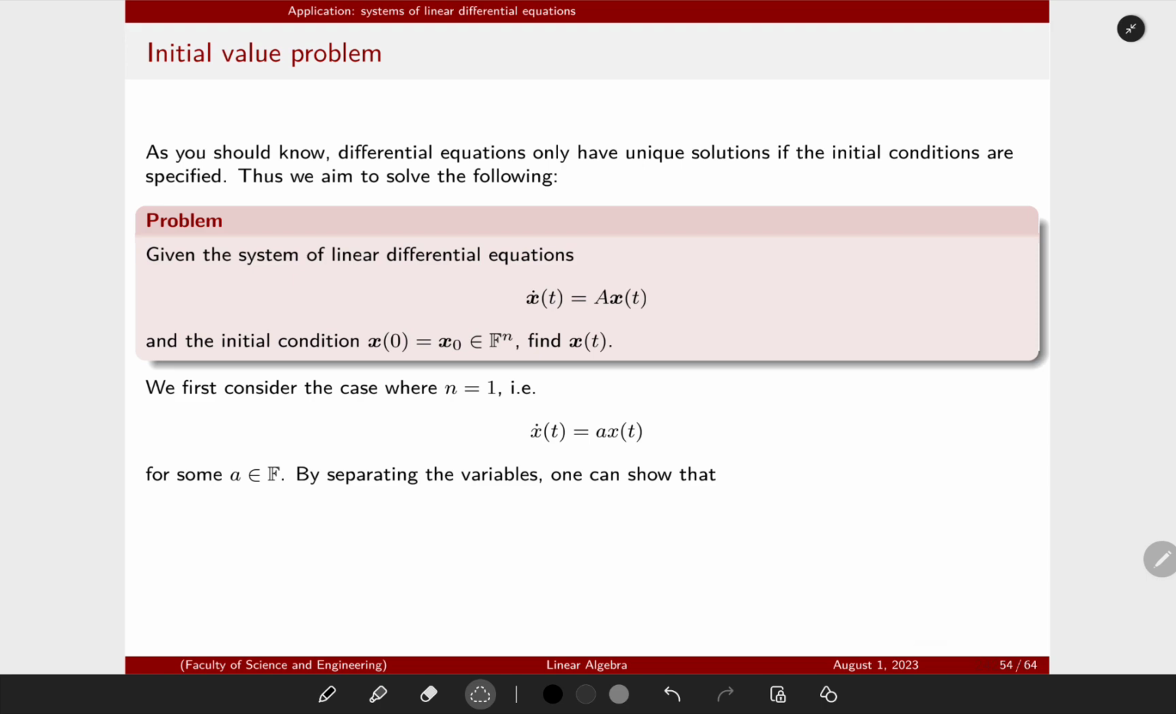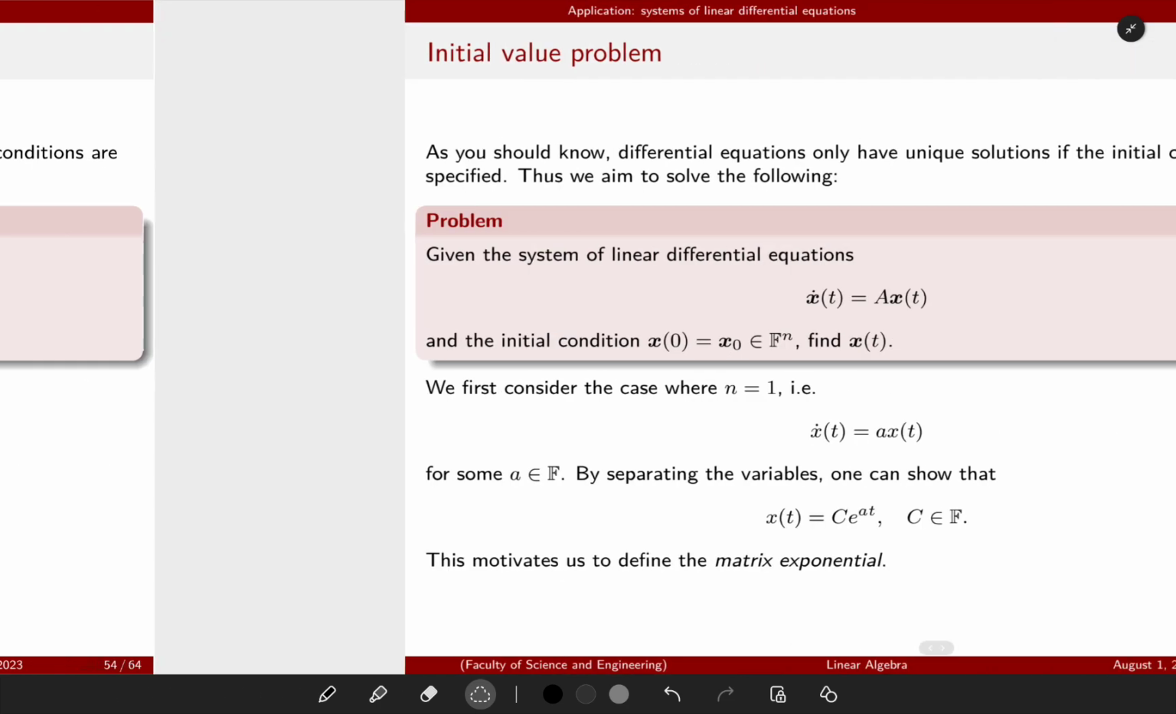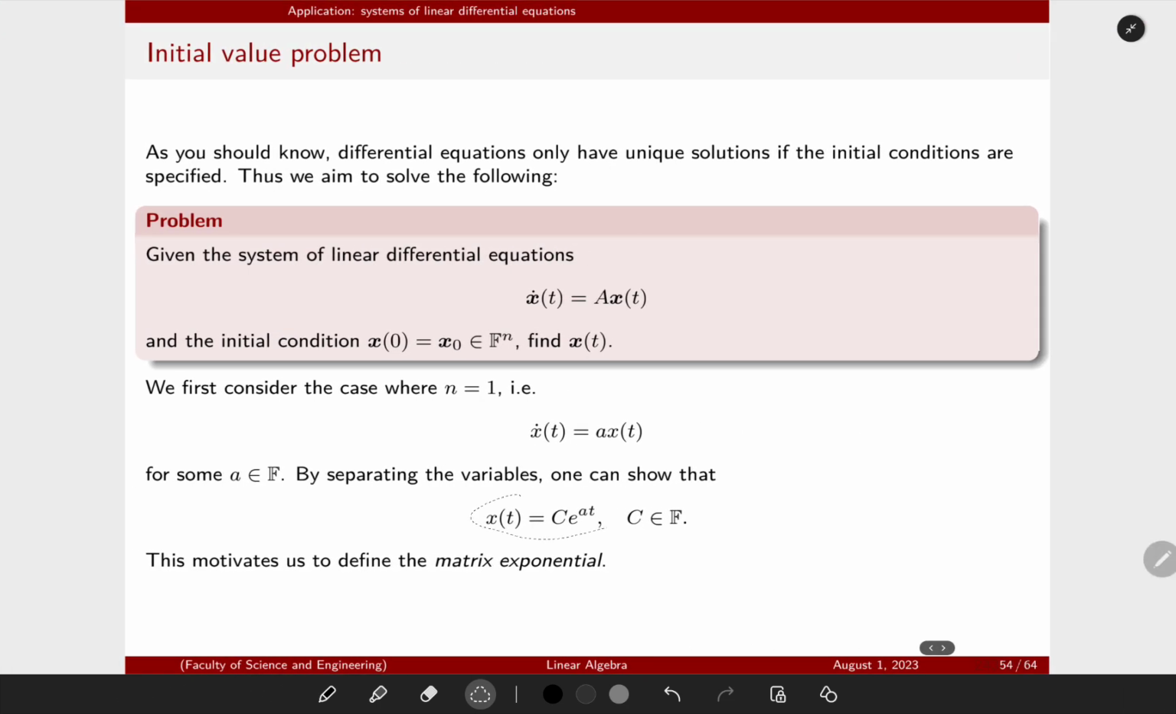To get some intuition behind where the following definition, the definition of a matrix exponential, comes from, we will look at the case where n is 1. So A is a scalar. We let a be just some scalar, and we have a scalar differential equation. So our x and x dot are just scalar functions. Now, you should know how to solve this. We just simply separate variables, and we obtain this solution: x of t is c e to the at, where c is some scalar that we are free to choose, and which depends on the initial condition.